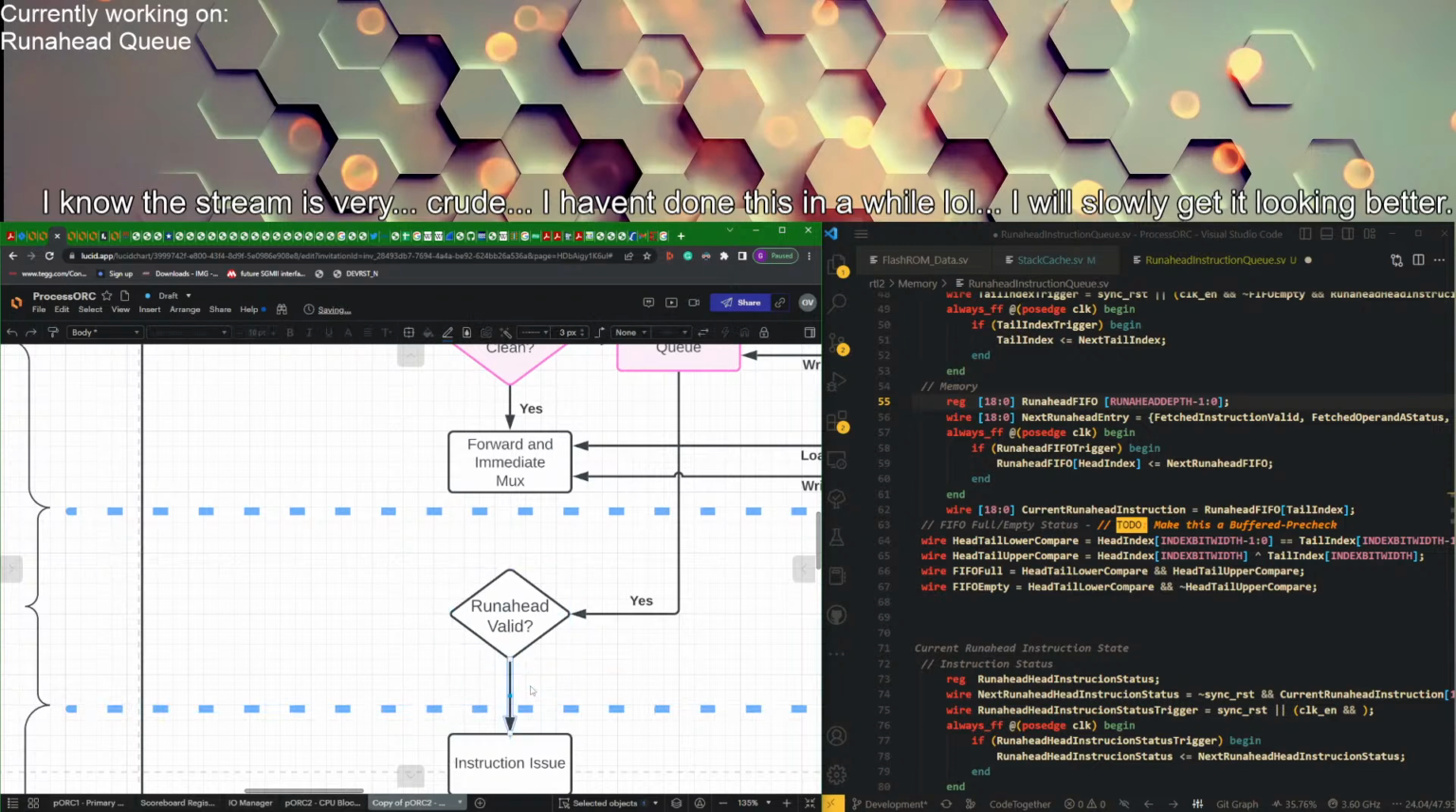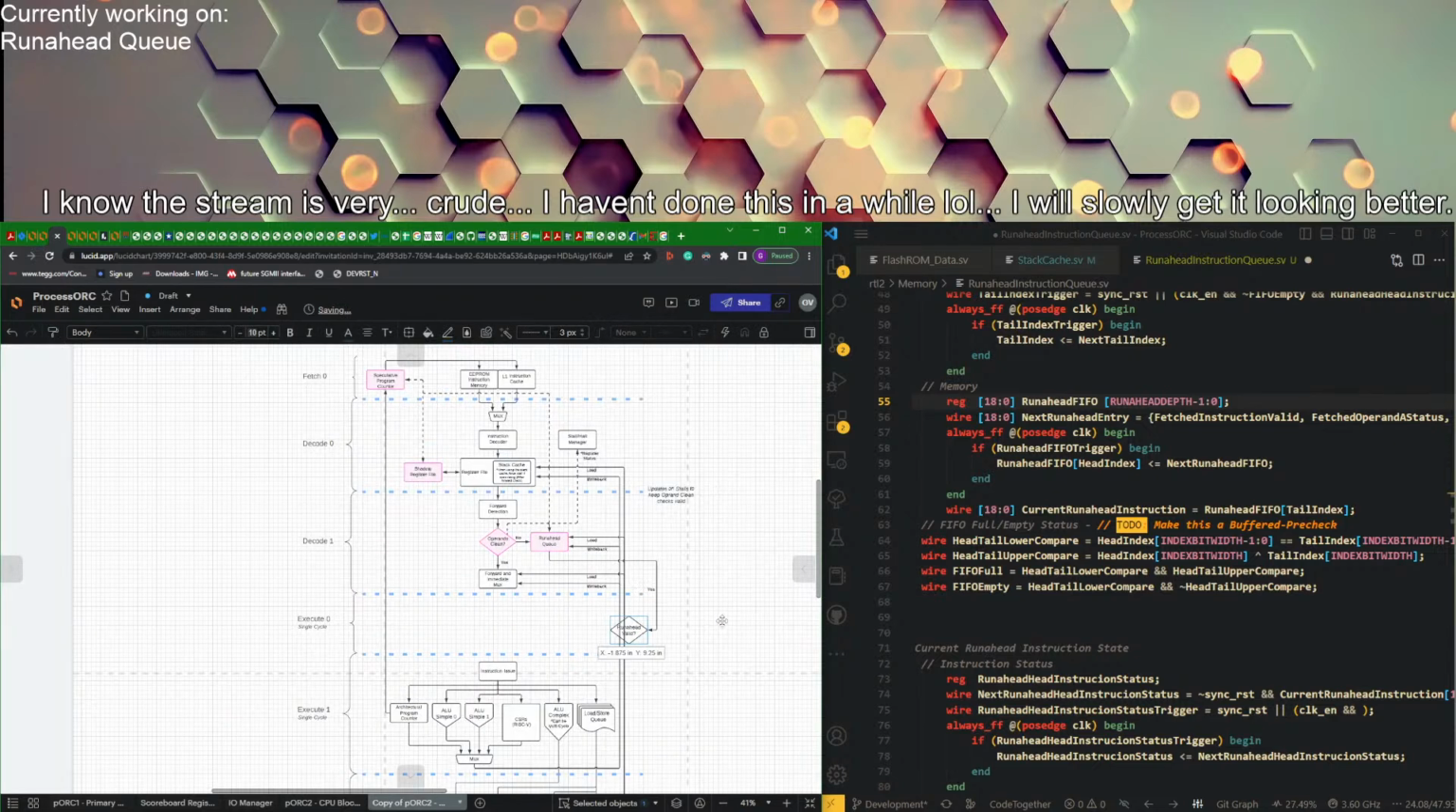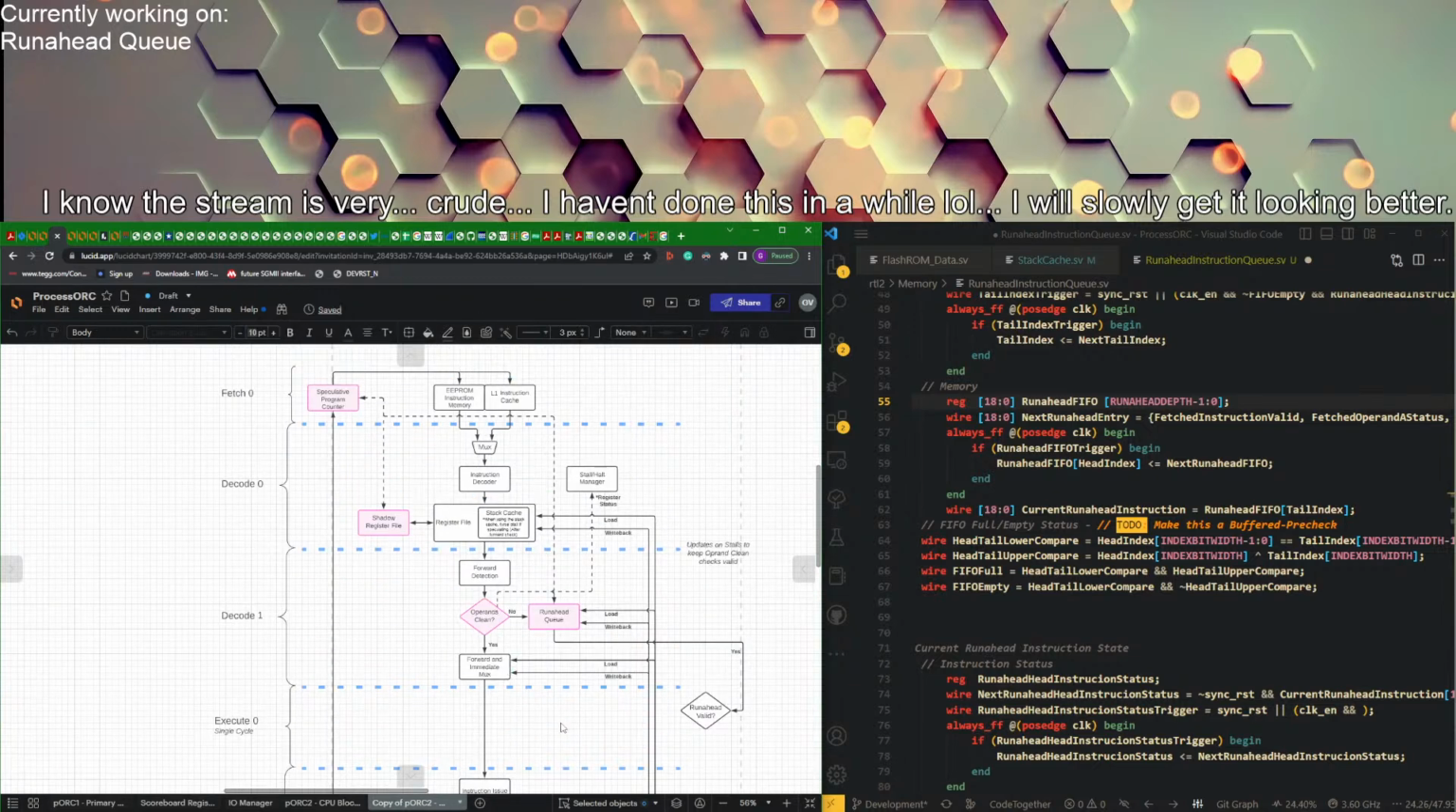The $1 million question is, where do I inject my run-ahead instructions? What's the most optimal place where it results in the least amount of state needing to be tracked?